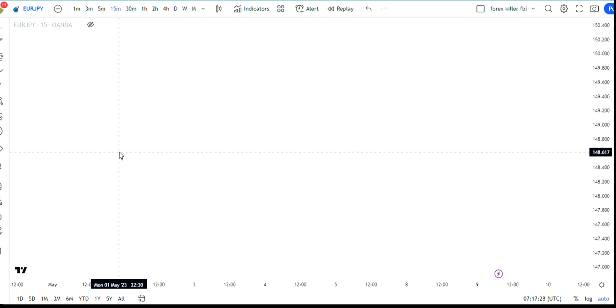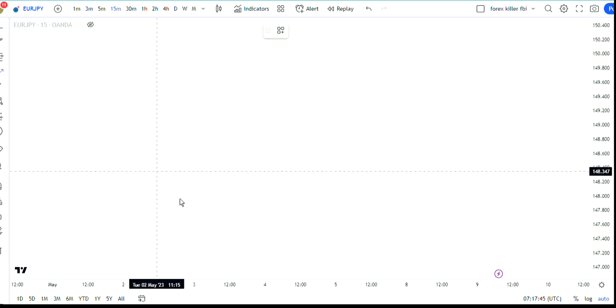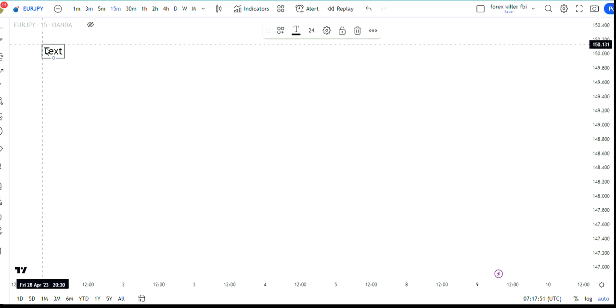Okay, so today let us base on the trading tools that most traders are using in trading. We know that in trading there are a lot of trading tools that are being used.